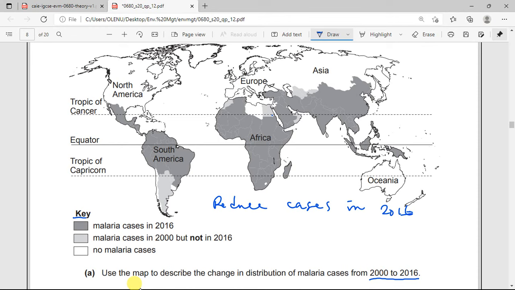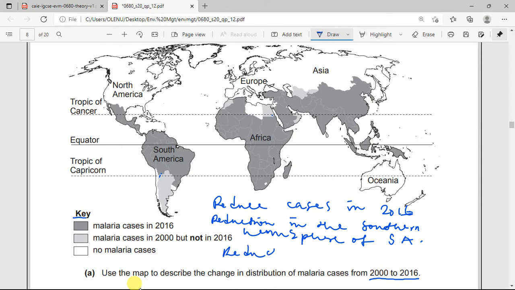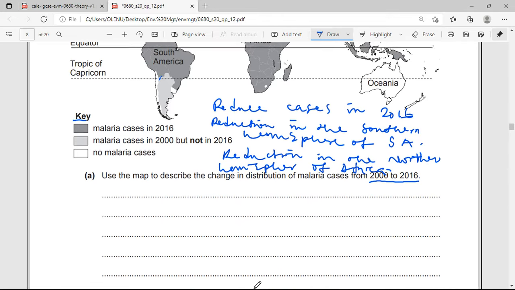So you find out that there is more reduction within the southern hemisphere of South America. You can specify. So there is a reduction in the southern hemisphere of South America, and also there is a reduction in the northern hemisphere of Africa. You can put northern Africa, whichever. Now that's the answer to that question. So that answers this 3-mark question.